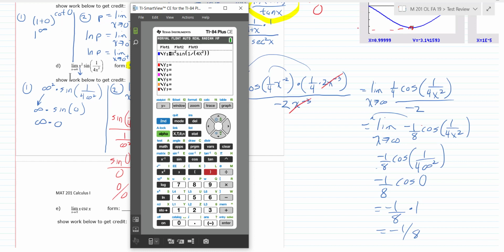And we're interested in how this graph behaves at infinity. So let's just do zoom 6. It looks like it's leveling off at something. Let's go down and look at the table of values. So it looks like it's going to 0.25. Now we didn't get that. We got negative 1/8. There's a possibility I got a wrong answer. I made a mistake in here somewhere.